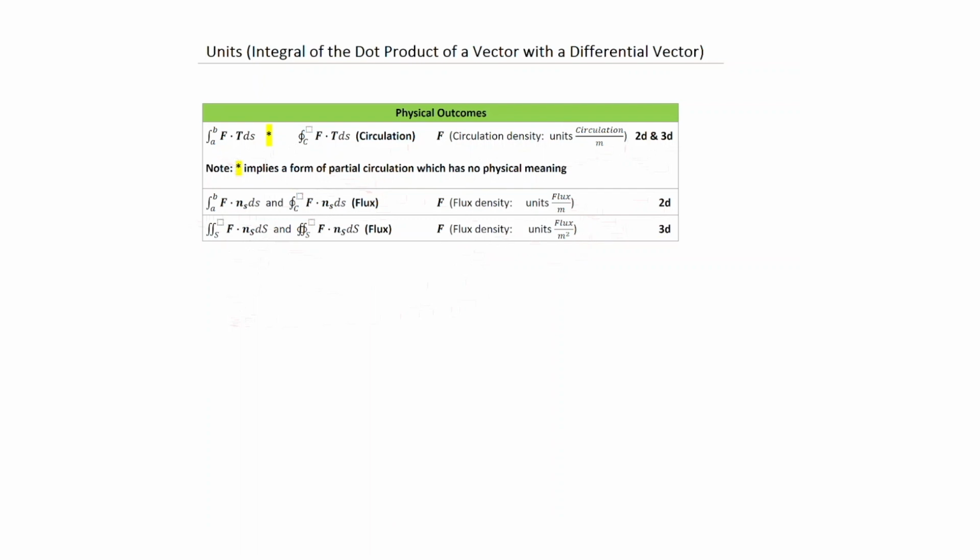Now, the moment you hear the word flux or circulation anywhere, it immediately refers to a vector property. If I just said density, like charge density, that's a scalar. But if I said charge flux density, whatever that would mean, that is a vector. Okay, so words are important here.